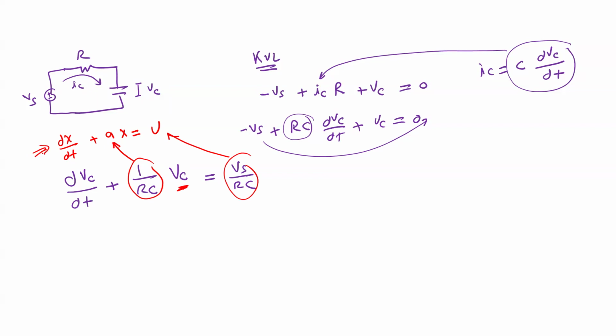Because this equation is similar to that equation. And what about tau? Tau should equal 1 over A, which is 1 over 1 over RC, which is actually RC. Because this is A, 1 over A should be RC. This is tau. Okay? So any questions so far? It's easy, right? This equation is similar to the equation I explained before. That's why I'm going to use the same solution.